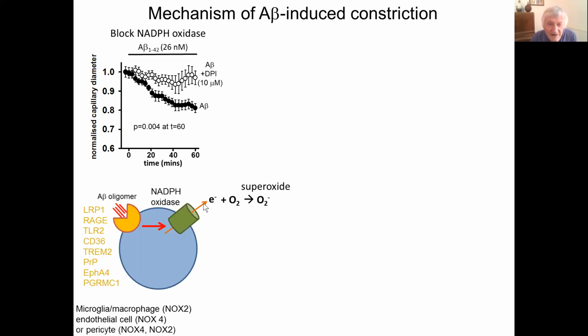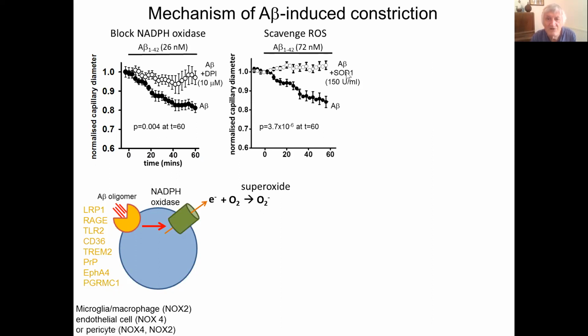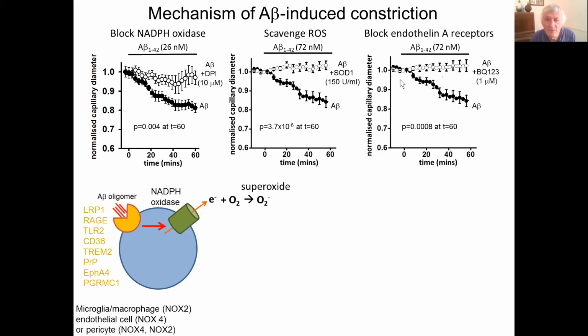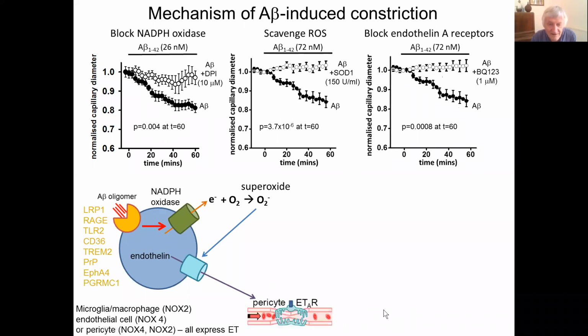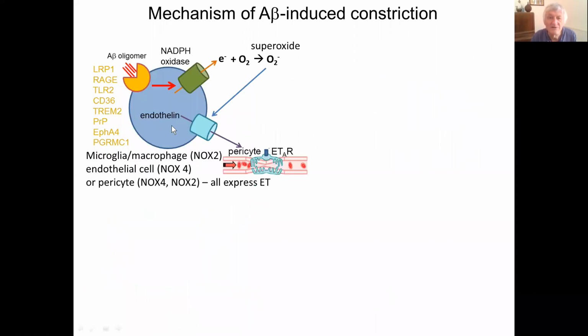This NADPH oxidase generates electrons, which then make superoxide. And if we superfuse superoxide dismutase to scavenge reactive oxygen species, that also blocks the constriction. And finally, if we block endothelin receptors, which have been suggested to be activated in these kind of situations, that also blocks the constriction. So we believe that the superoxide or some other reactive oxygen species activates endothelin release, which then acts, all of these cells express endothelin, and that then acts on endothelin A receptors on pericytes.